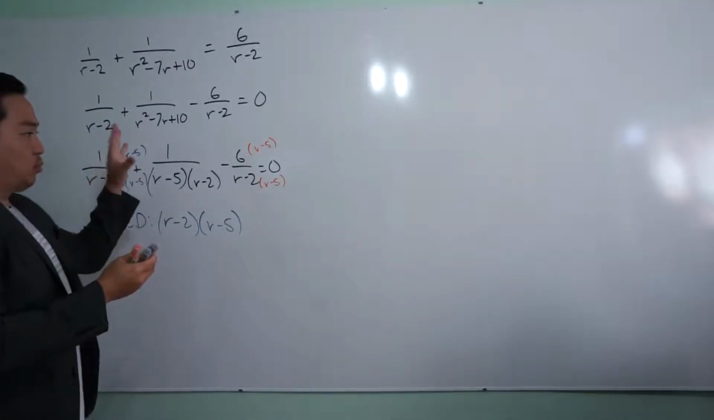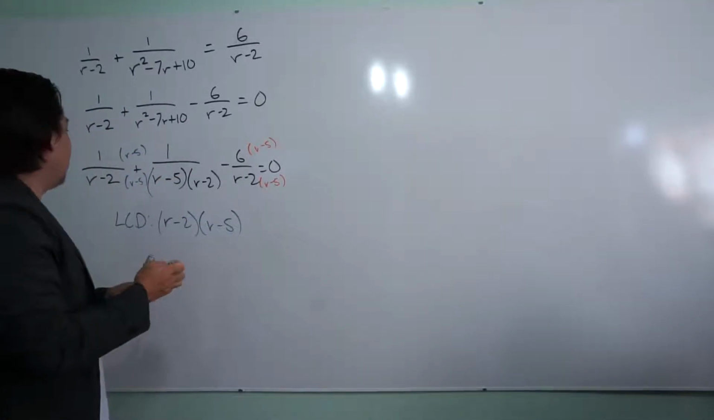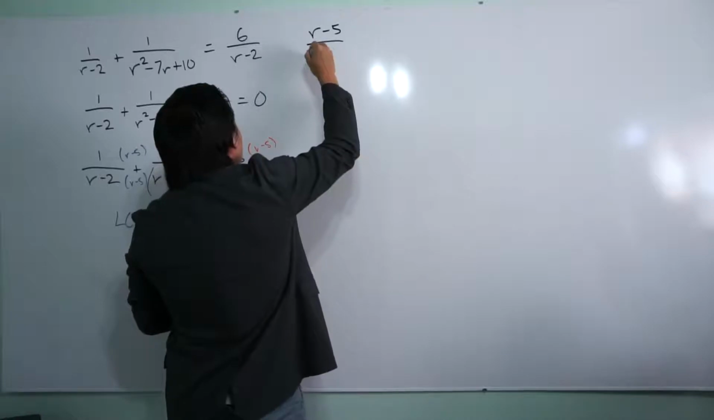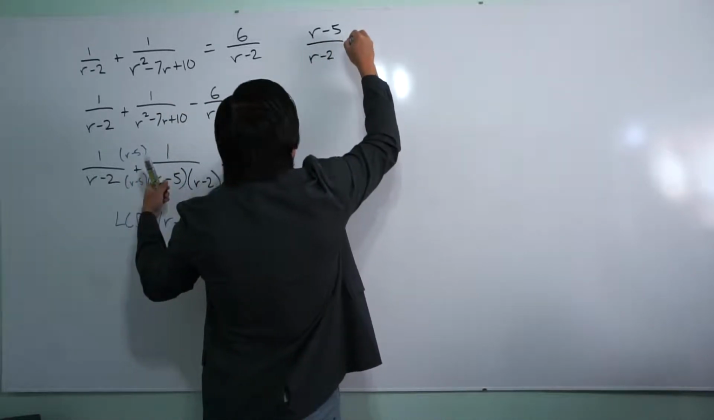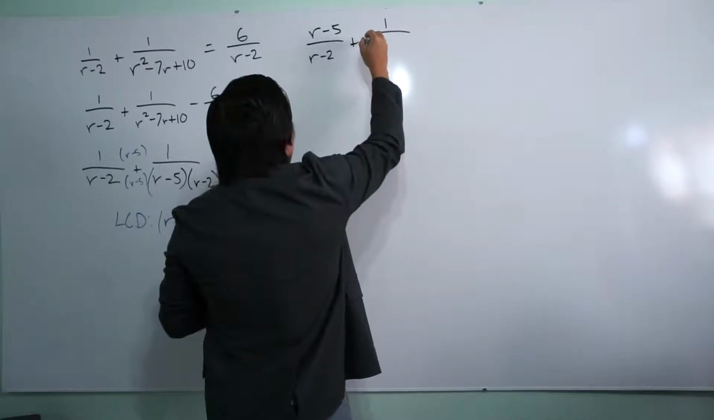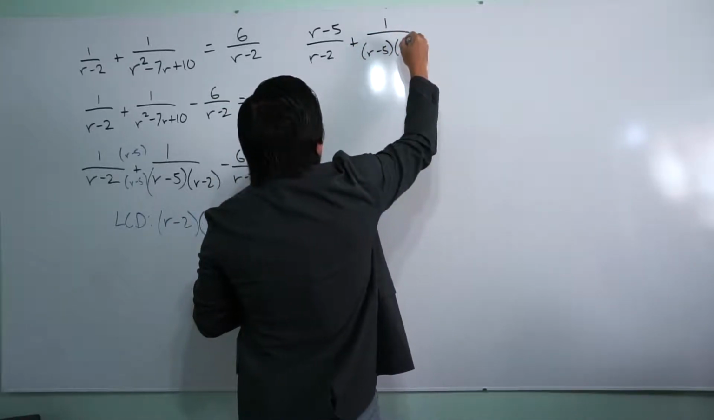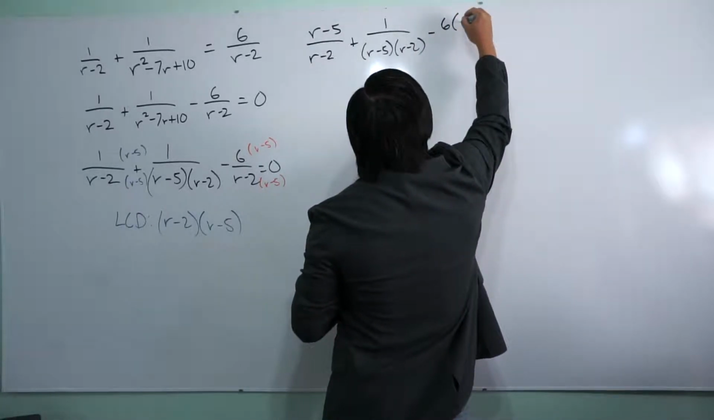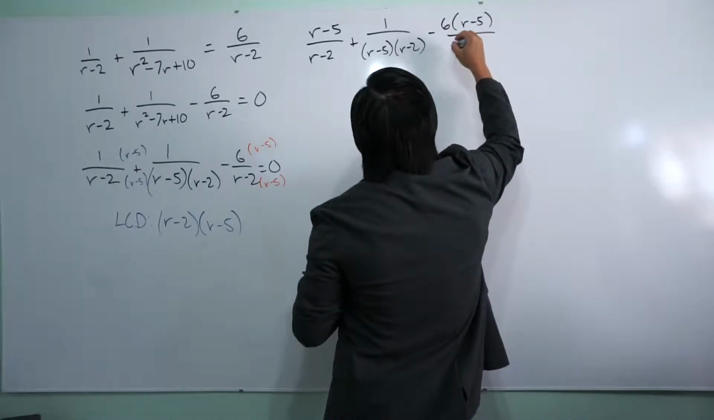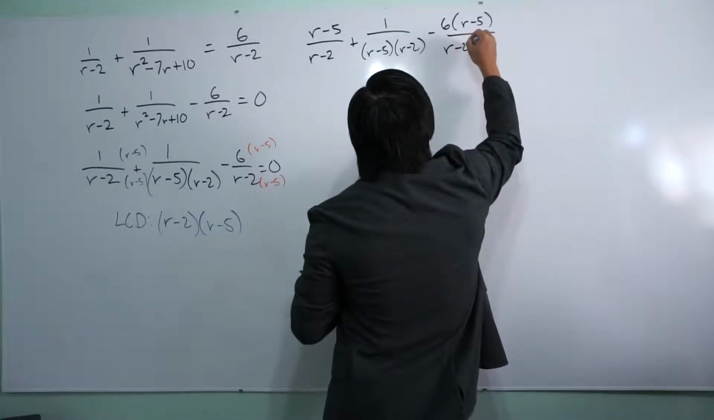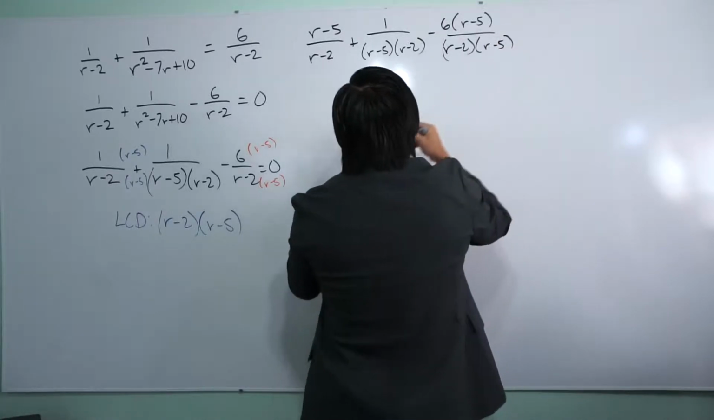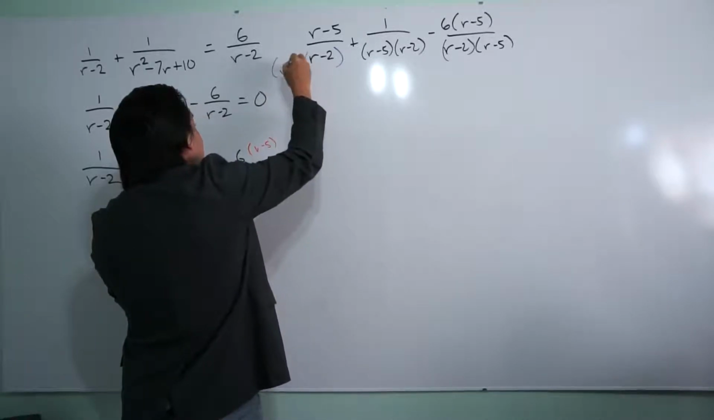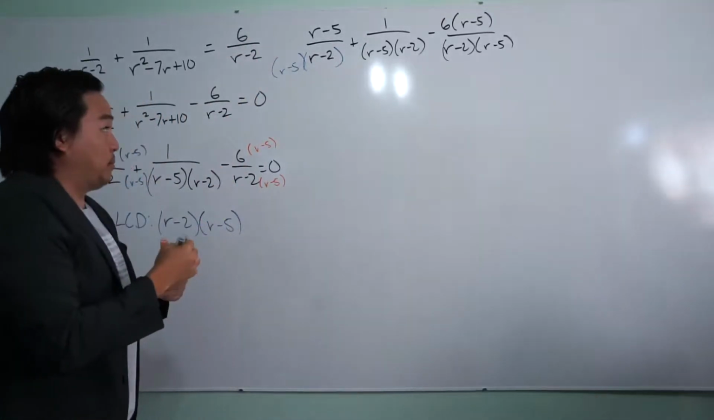So let's go ahead and write all of that out. What we get is r minus 5 divided by r minus 2, plus 1 divided by r minus 5 times r minus 2, minus 6 times r minus 5 divided by r minus 2, r minus 5. And right over here, I forgot the r minus 5 because we had already multiplied top and bottom by r minus 5.